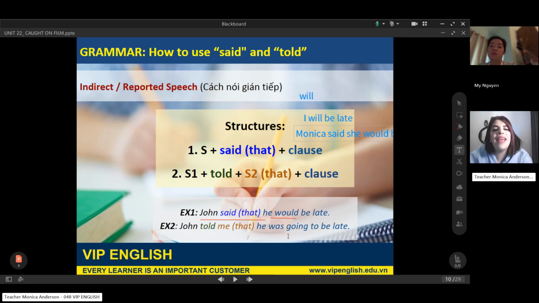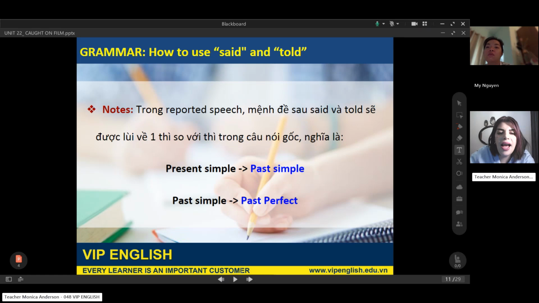John told me that he was going. As I told you, present continuous. So I am going to be late. Monica said that she was going to be late. So present continuous to past continuous. Okay.